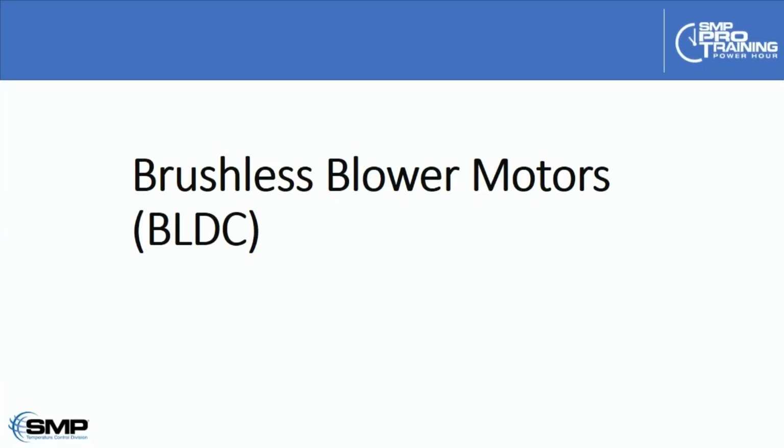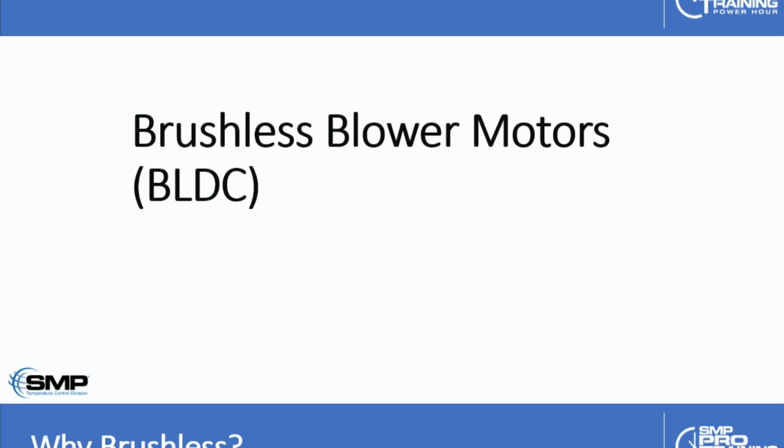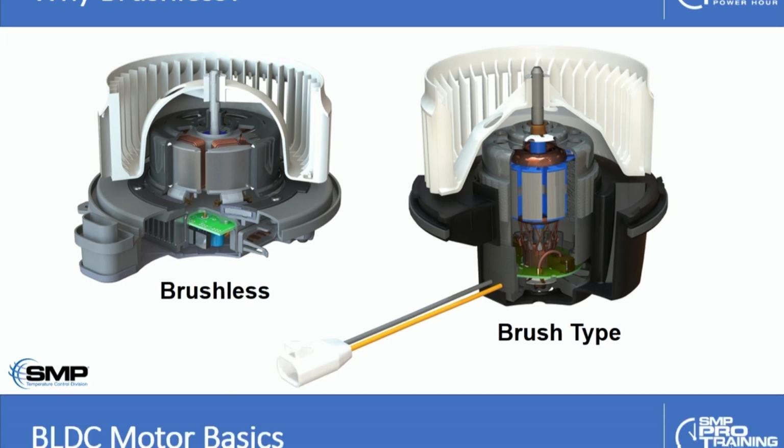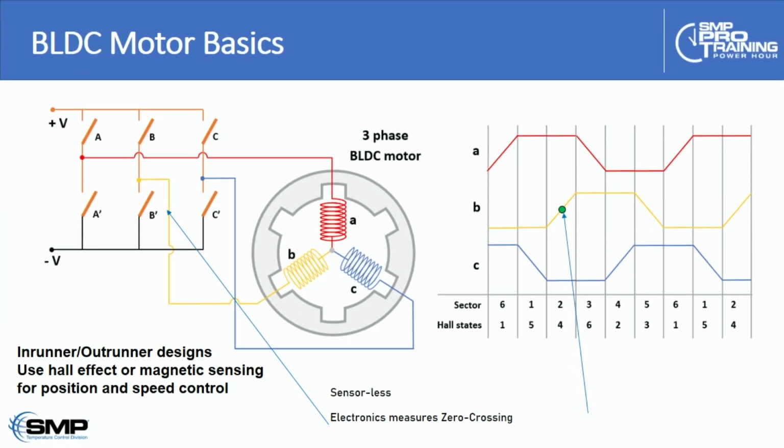So, tying this in with cabin air filter and cabin airflow, I just want to touch very quickly on brushless blow motors. Of course, the whole advantage of brushless blow motors is they're much quieter and more efficient. You can usually make them in a smaller package, which is convenient for fitting them into smaller vehicles and tight under-dash areas. And this is how they work.